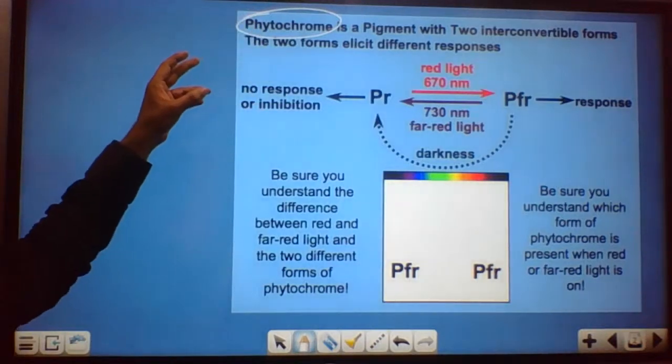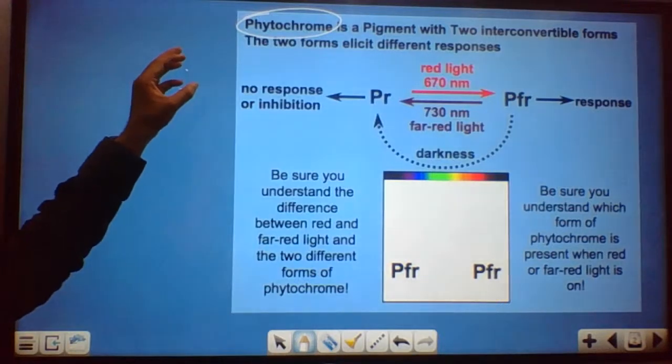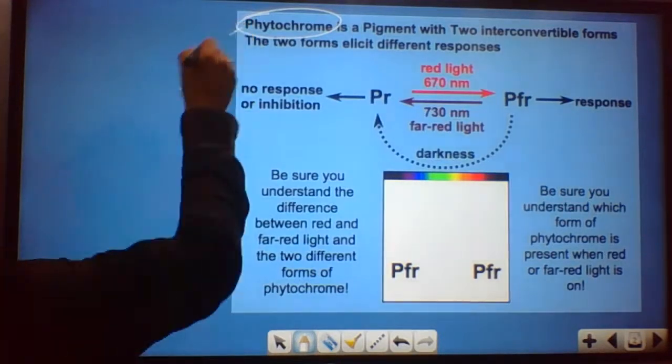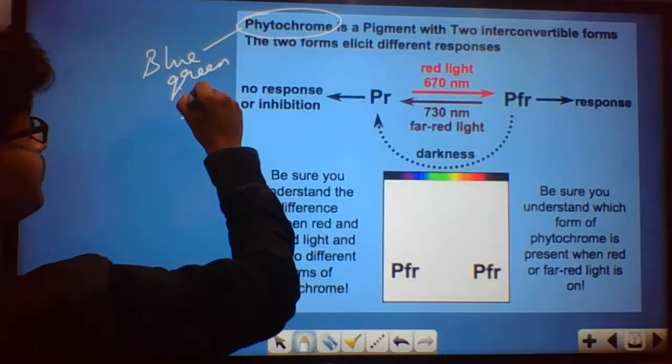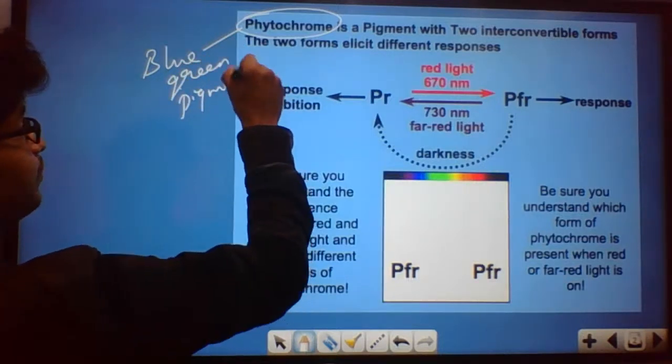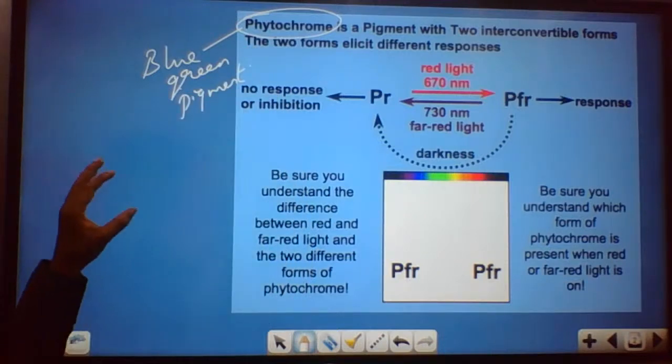So what is the color of the phytochrome pigment? It is basically a blue-green pigment. This blue-green phytochrome pigment is what is responsible.